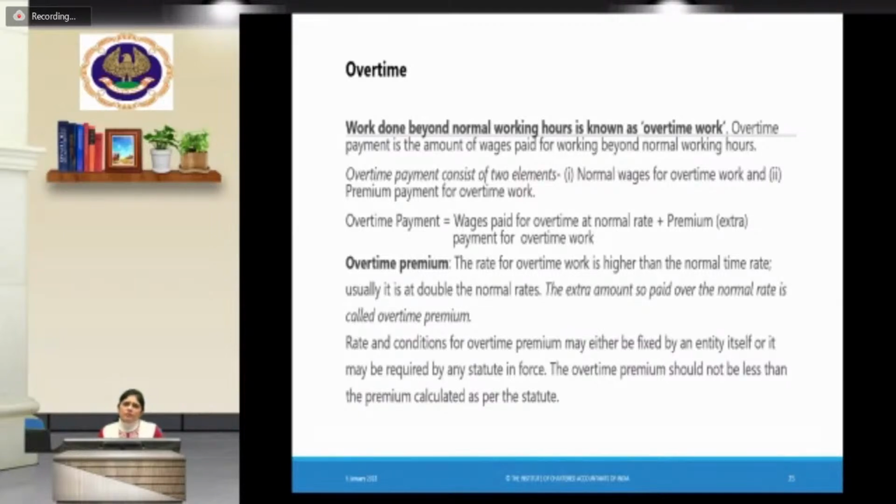So the first reason could be, let us say there is a huge production order, and to meet that production order, we have to work overtime because we have to deliver the production. So it can be that because we have to meet the production target, we work overtime. The second reason could be the workforce is very less.